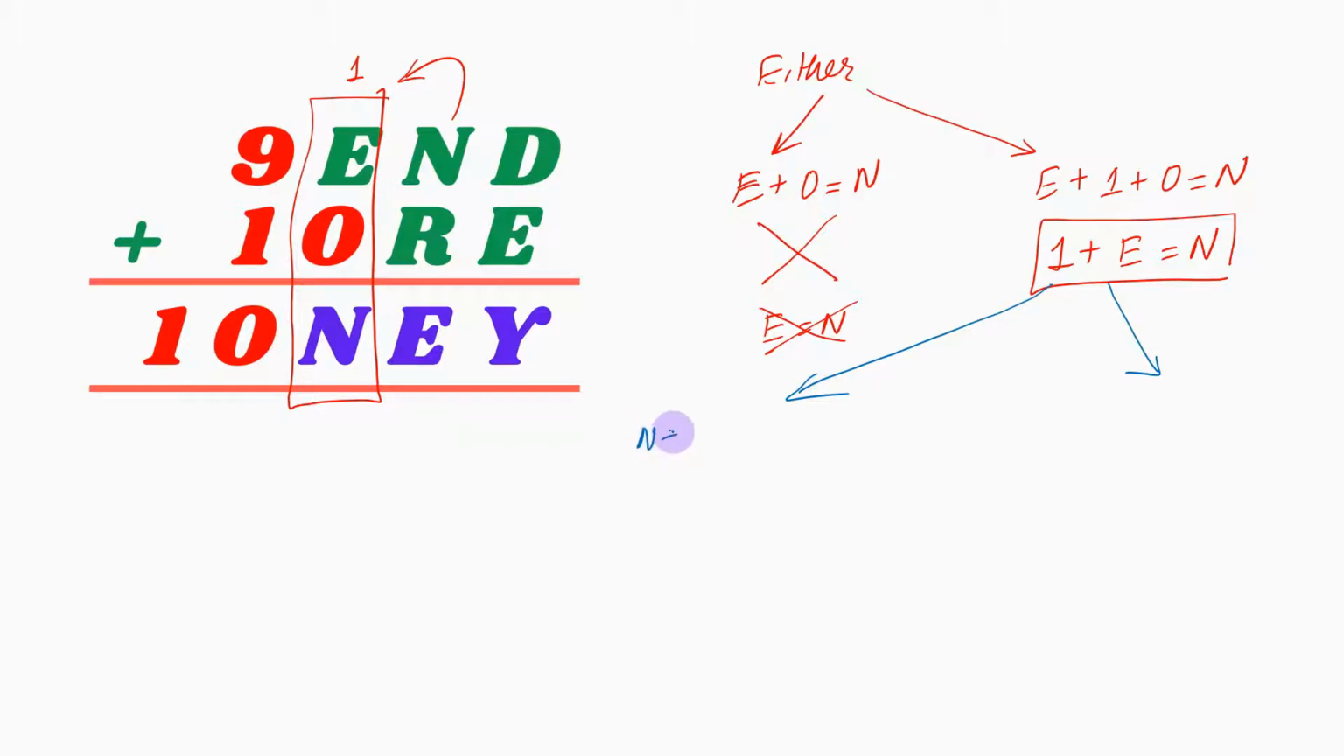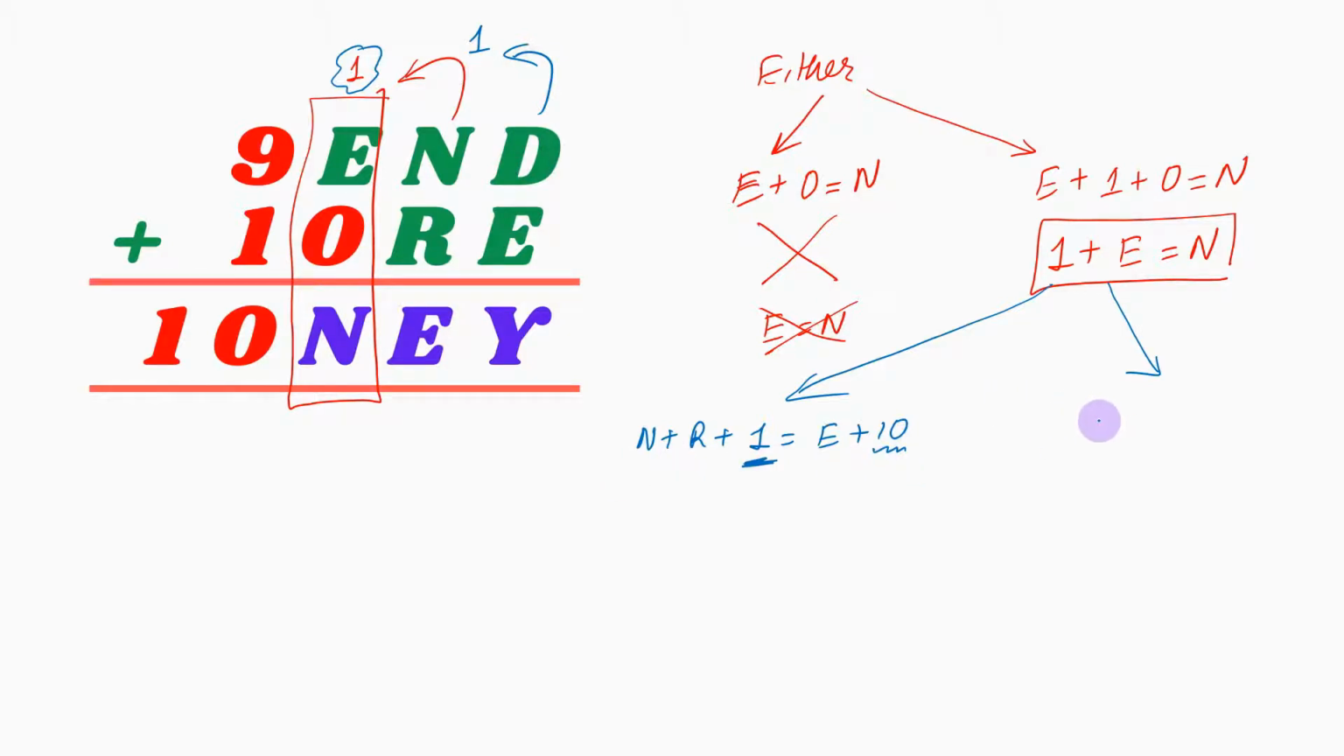Now proceeding further, we can observe that there are two further cases. The first case is N plus R plus 1 is equal to E plus 10. This 10 represents the one that has carried over, and this 1 represents the carryover from the previous addition.